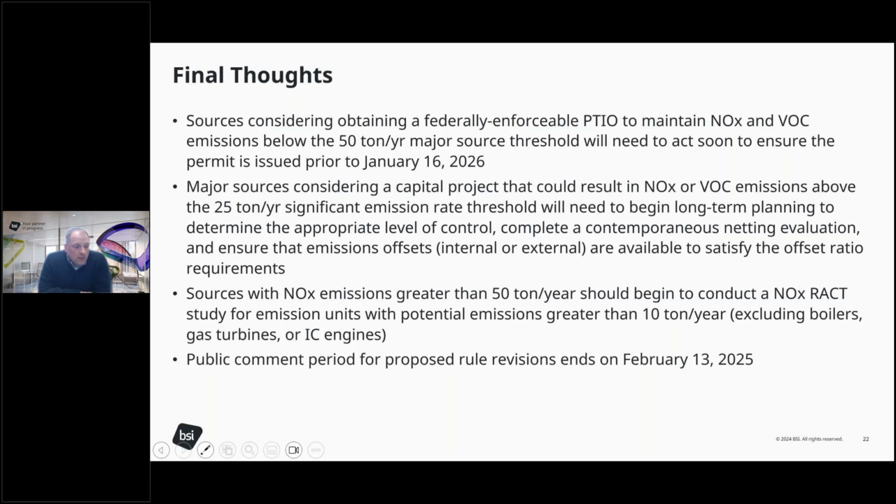We do have some links. I don't know, Kelly, if you've been able to post those, but if you want to look at the revised rules, the public comment period for those proposed rules ends on February 13th. So if you have any comments, you'll need to provide those by February 13th.